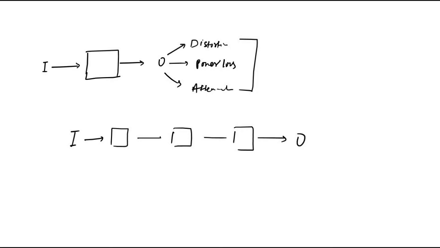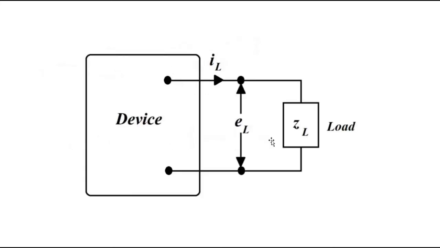Previously we discussed loading effect with respect to input impedance and input admittance, with respect to voltage and current sources. Here we'll try to understand it with respect to output impedance and output admittance. So here we have the output side: a device, then a load impedance connected to it, across which we have to get the final output.